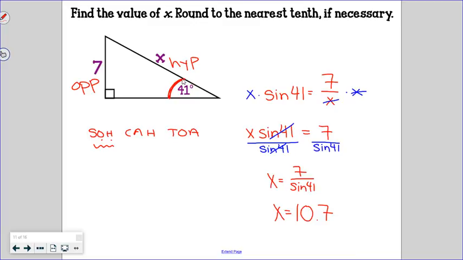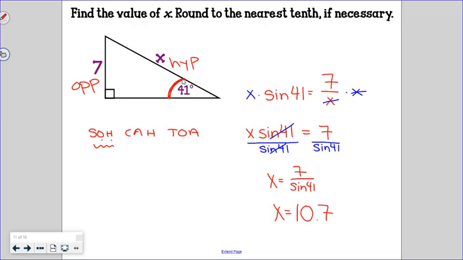So let's speed this up. If my unknown is in the bottom of the fraction, you're going to divide by the trig function. It kind of looks like the x and the trig function just swapped spots. They didn't, but that's kind of what it looks like happened. When your variable's in the bottom, you divide by the trig function. If your variable's in the top, you multiply by the trig function. That's your two options.